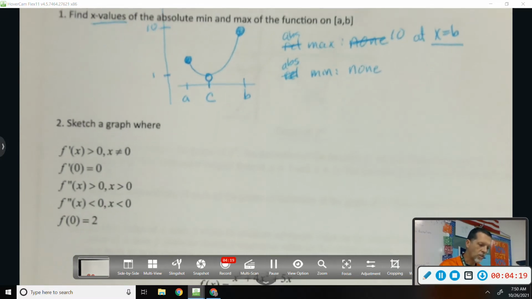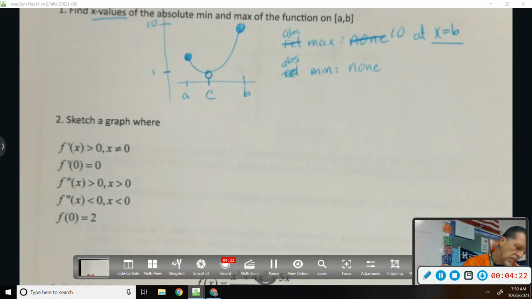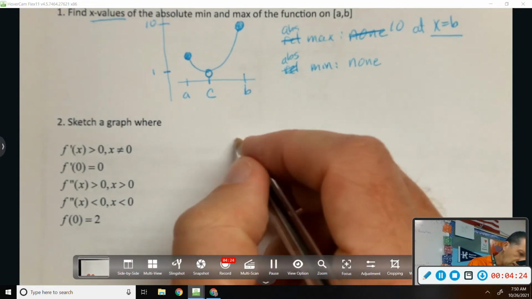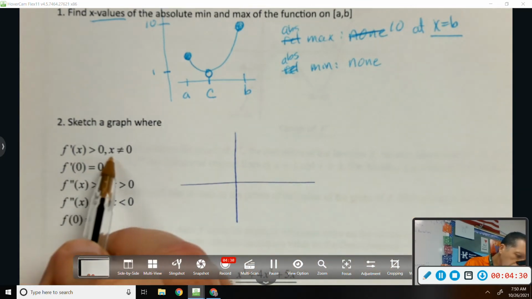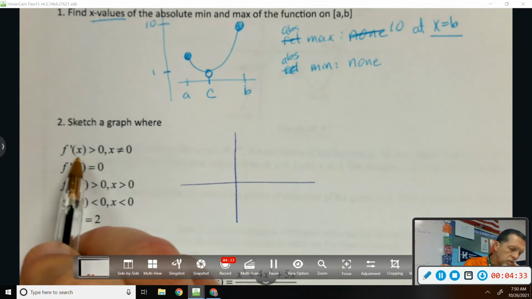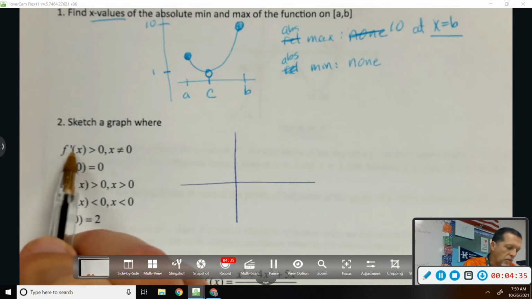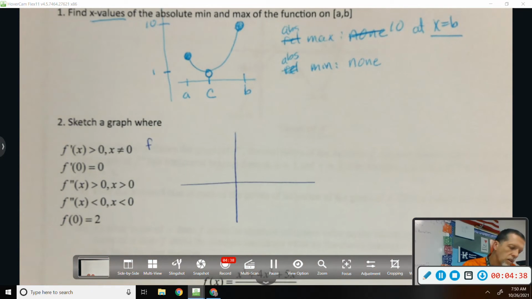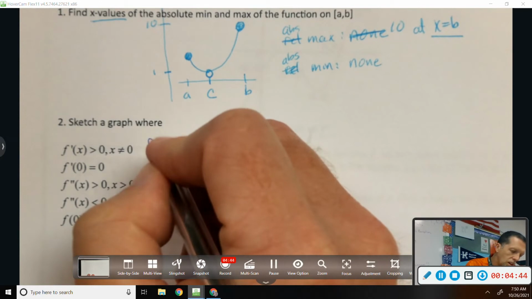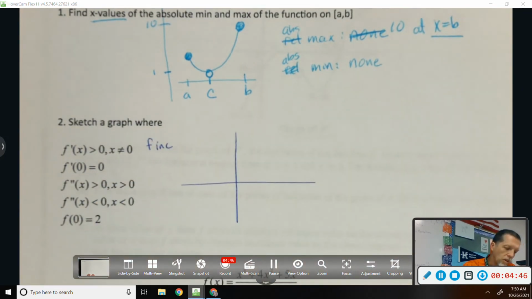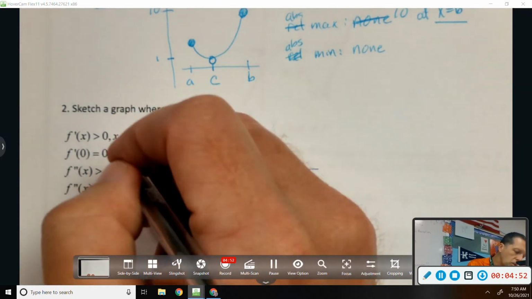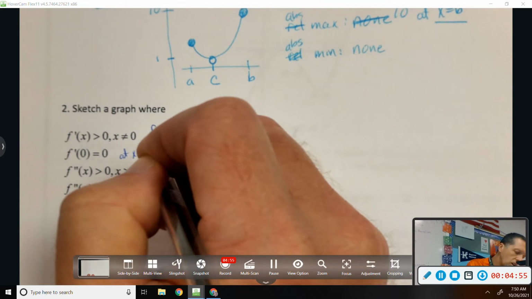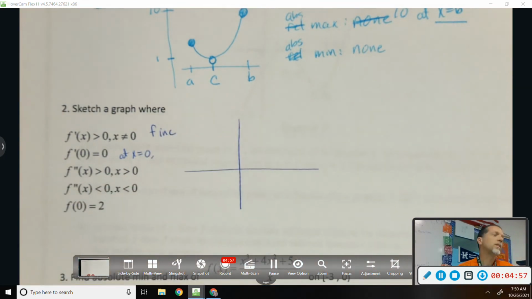Number 2, sketch a graph where, let's see, f prime is greater than 0 except at 0. So what does that mean about f? If f prime is greater than 0, what does that mean? f is increasing. So f is increasing everywhere except 0. Oh, and here we go. f prime of 0 equals 0. So what's going on at 0? It's a critical point. What does it look like on the graph?